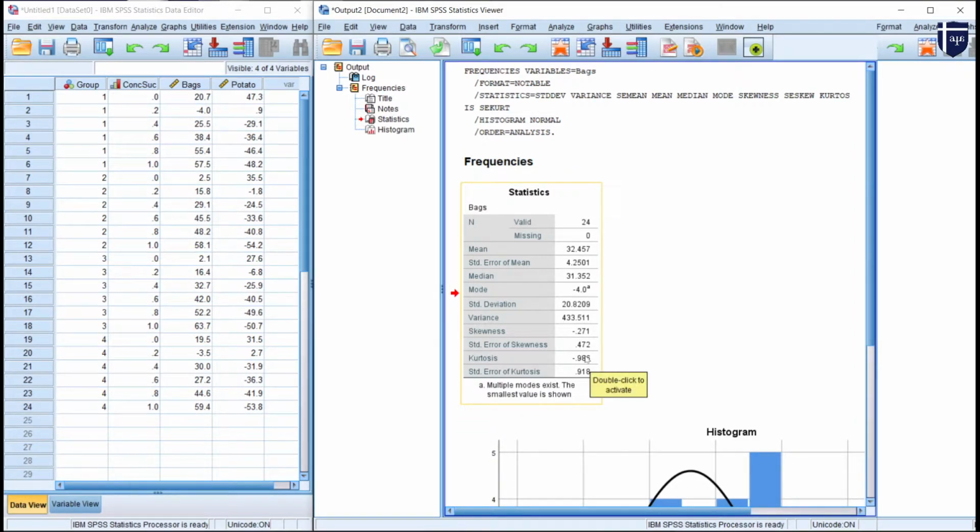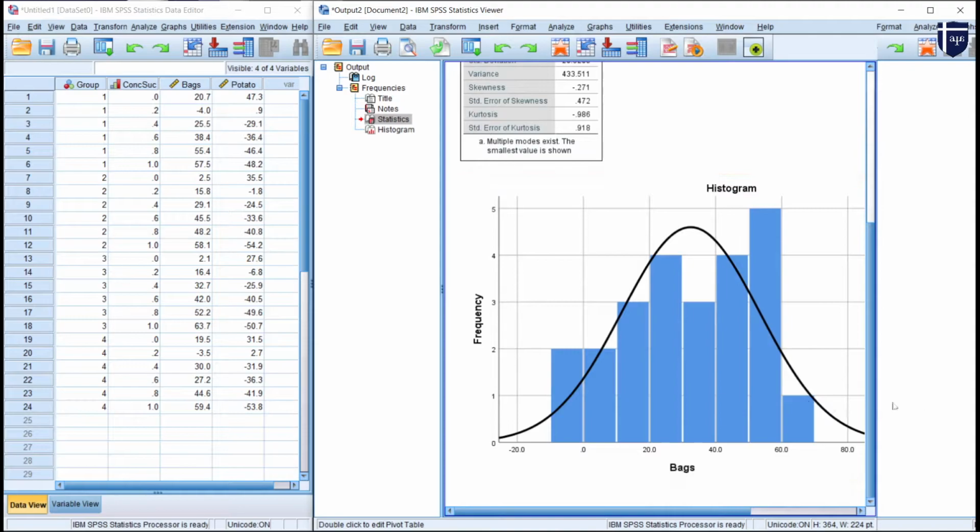The last one, the one that we really care about here, is skewness and kurtosis. And in order for it to be normal, the skewness and the kurtosis must be between -2 and +2. So -0.271 is more than -2, and it's less than +2, so that works. Kurtosis is -0.986, which again is more than -2, less than 2. So that works also. And here's what all the data look like with a normal curve.